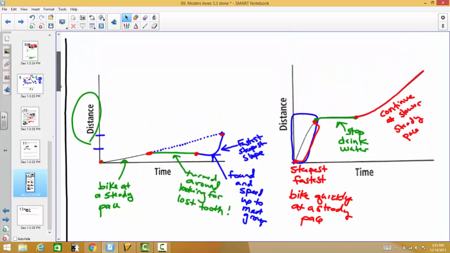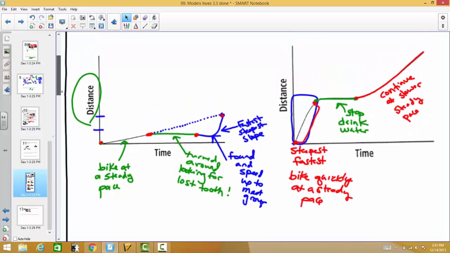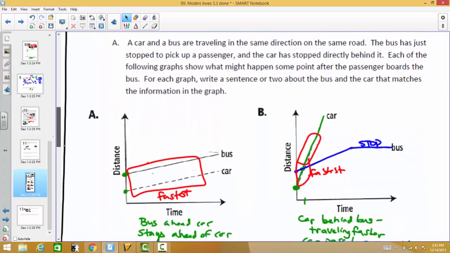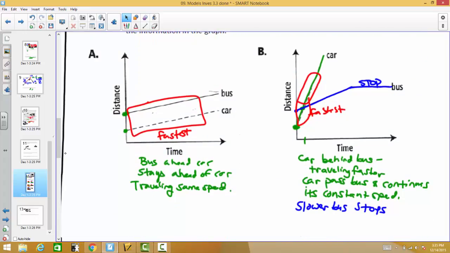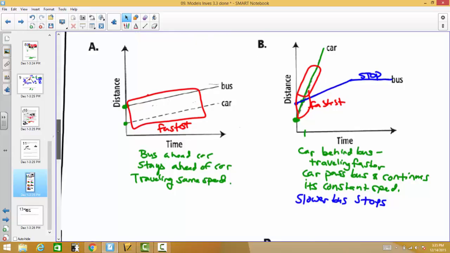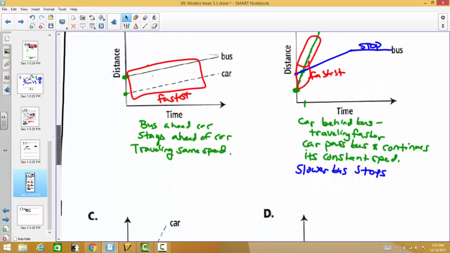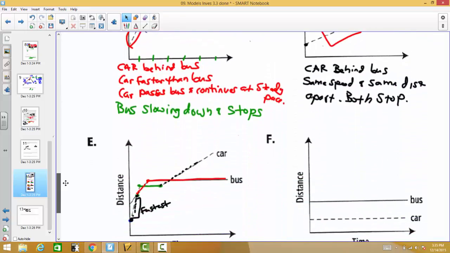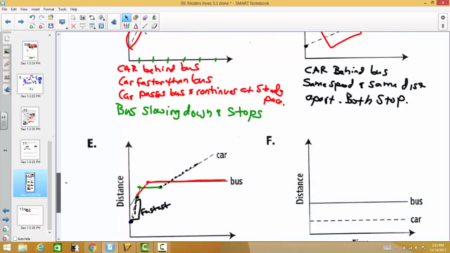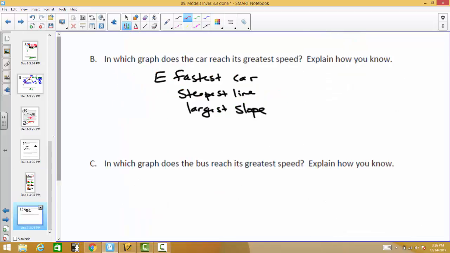Okay, letter B, it's kind of swooping up there. Oh, you can tell I don't feel very good. Okay, so the second one is really not that fast. That's slowing. The bus is also the fastest in E right here. I think this is the steepest part for the bus. That's where the bus's slope is the biggest number. So they're both in E.